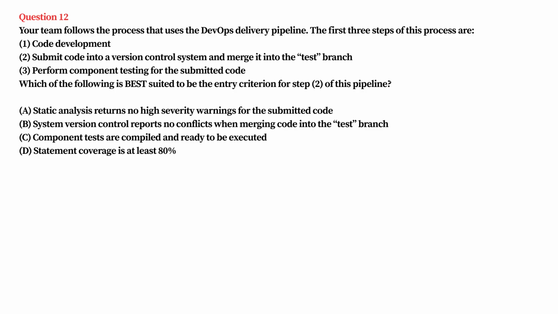Answer A is correct. This is something that can and should be checked before the code is submitted to version control. Answer B is not correct. This is something that can be checked after step 2 is performed, because merge conflict reporting can be done after the code is submitted and merged. Answer C is not correct. This fits better as the entry criterion for step 3. Answer D is not correct. This fits better as the exit criterion for step 3.